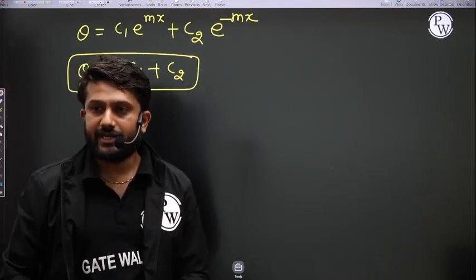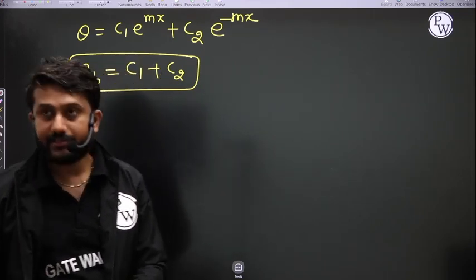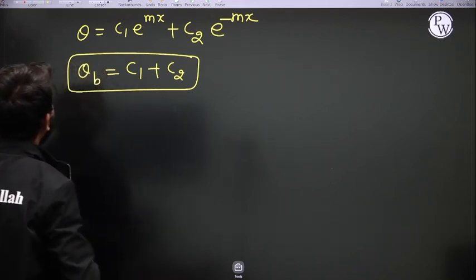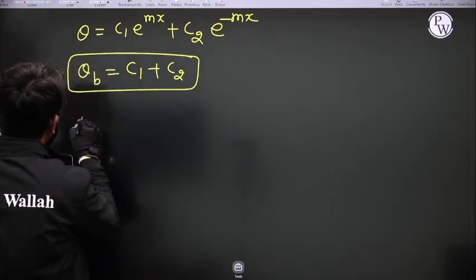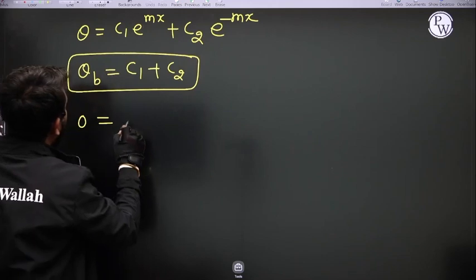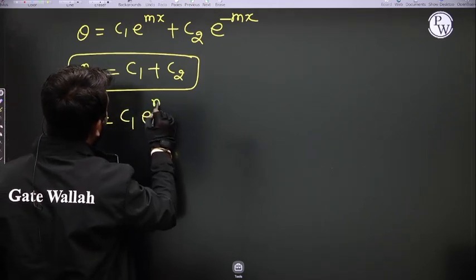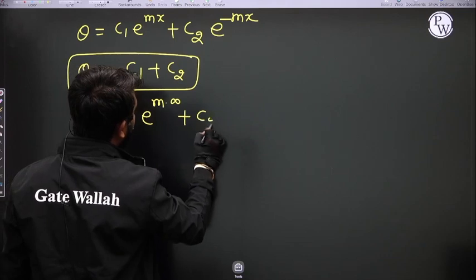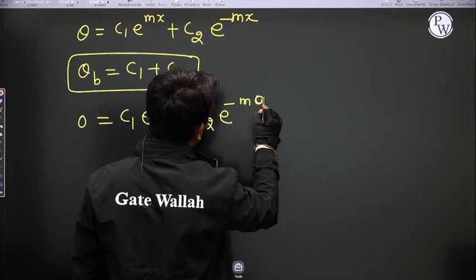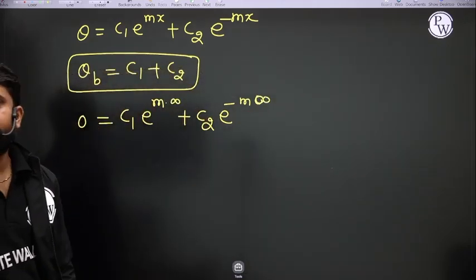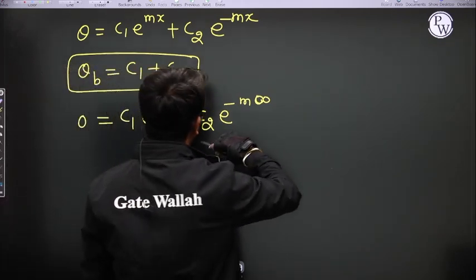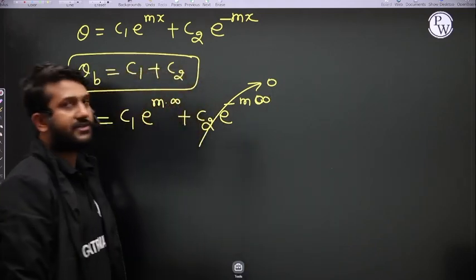Now use the second boundary condition, that at x equal to infinity, theta is equal to 0. So this is C1 e to the power m infinity plus C2 e to the power minus m into infinity. Is it clear? Now, e to the power minus infinity is equal to 0, so this term vanishes.